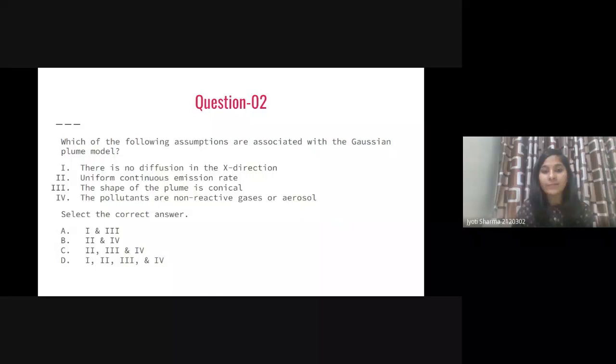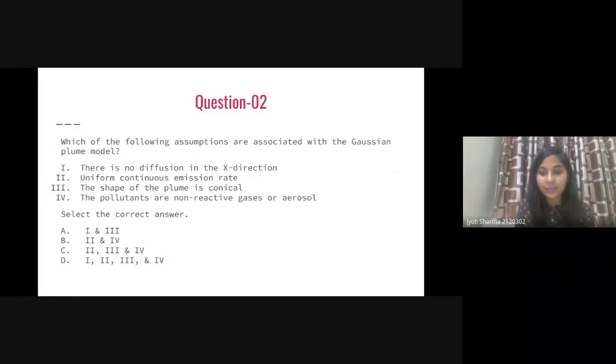Okay, so I have a second question. Which of the following assumptions are associated with the Gaussian plume model? So I have four statements. The first is there is no diffusion in the x direction. Second is uniform continuous emission rate. The third is the shape of the plume is conical. And fourth is the pollutants are non-reactive gases or aerosols. So select the correct answer. What should be the correct answer?